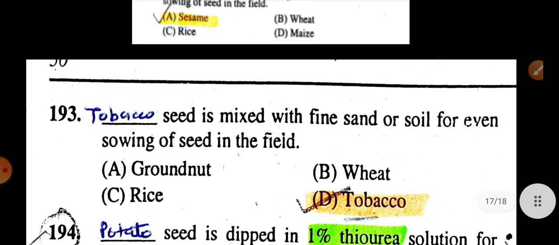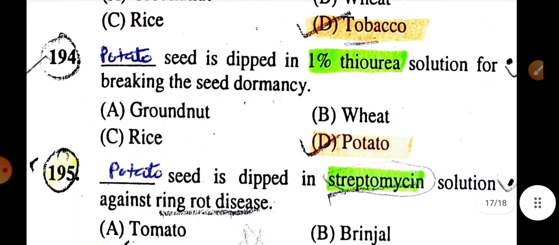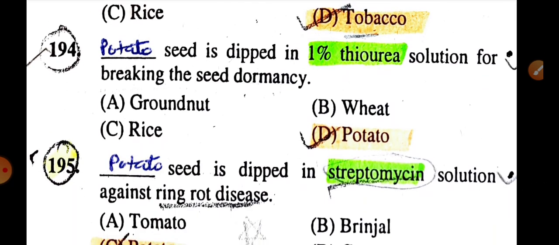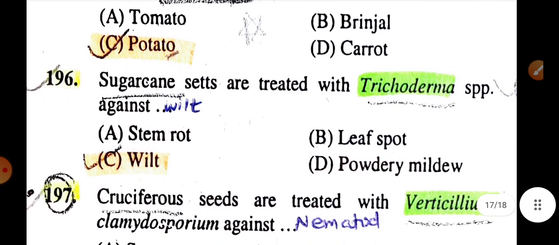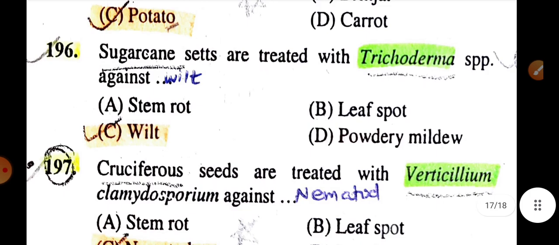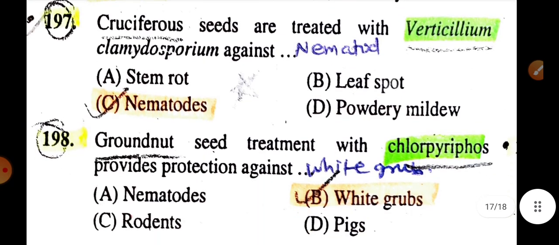Tobacco seed is mixed with fine sand or soil for even sowing of seed in the field. Potato seed is dipped in 1% thiourea solution for breaking seed dormancy. Potato seed is dipped in streptomycin solution against ring rot disease. Sugarcane seed are treated with Trichoderma species against wilt. Cruciferous seed are treated with Verticillium chlamydosporium against nematode.